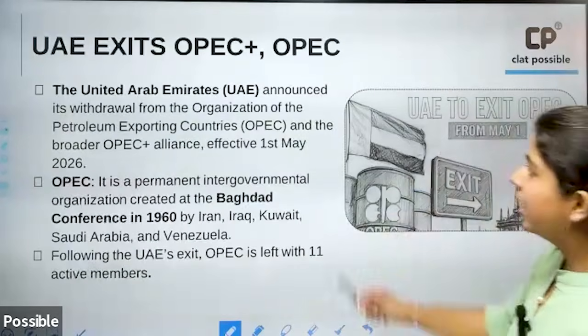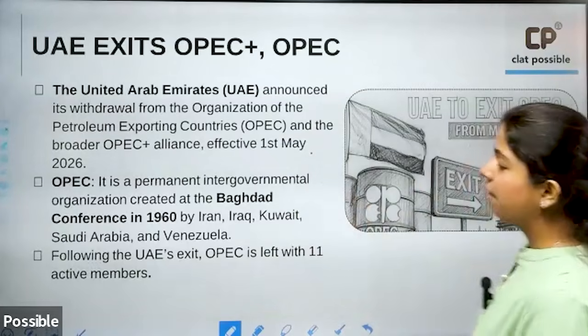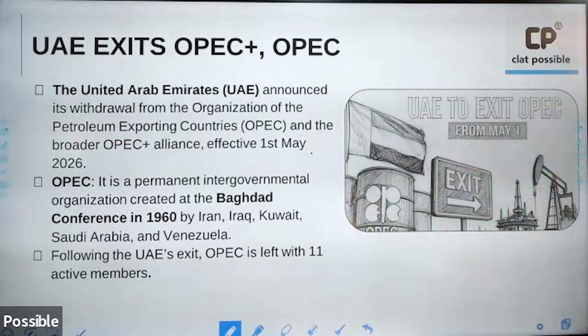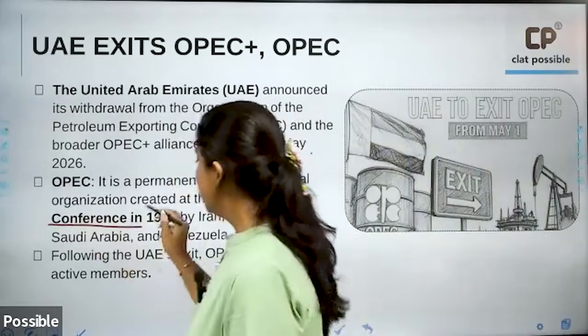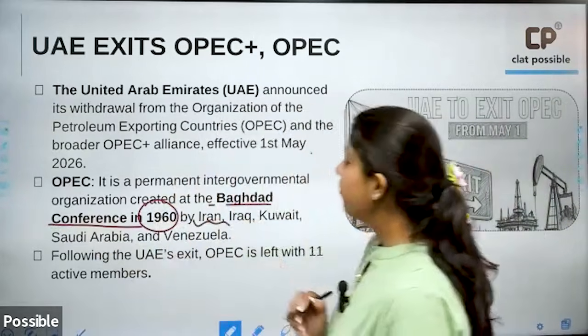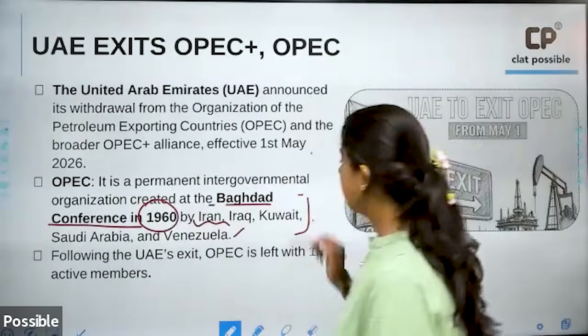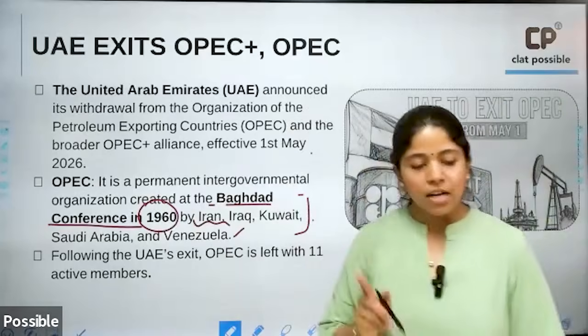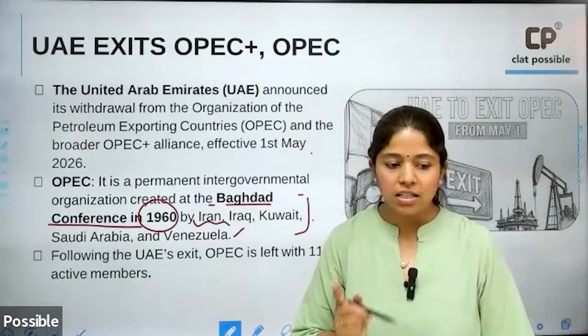Okay. The next is that the UAE, United Arab Emirates, has exited from OPEC, and this will become effective from 1st of May 2026. What is OPEC? It is a permanent intergovernmental organization created at the Baghdad Conference in 1960. Do remember the Baghdad Conference. Do remember the year. Do remember Iran, Iraq, Kuwait, Saudi Arabia, and Venezuela. These were the founding members. OPEC was created in 1960 and OECD was created in 1961.